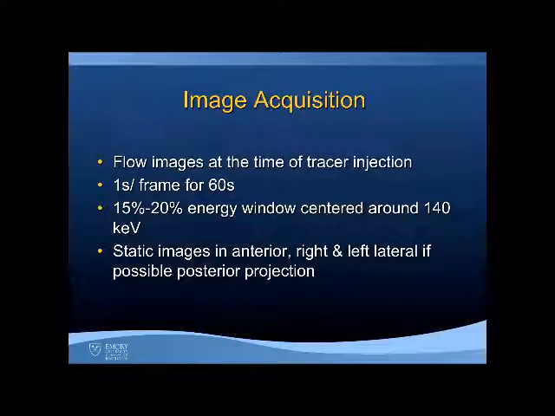How do we acquire these images? Image acquisition in brain death study has two parts. One, the flow images, and second, the static images. Flow images are done at the time of tracer injection, and we do 1 second per frame for 60 seconds. When we are using technetium-99, the energy window is centered at 140 keV with a 15 to 20% window. Followed by flow images, we do static images in anterior, right and left lateral projections, and if possible posterior projections.